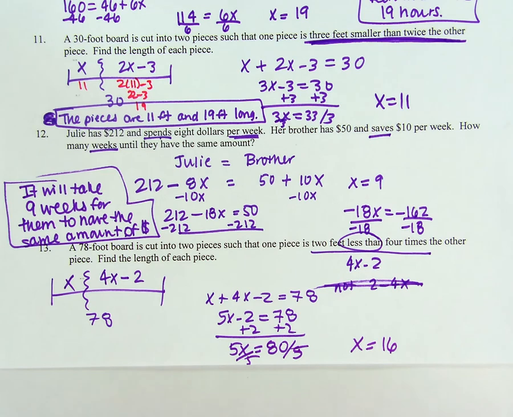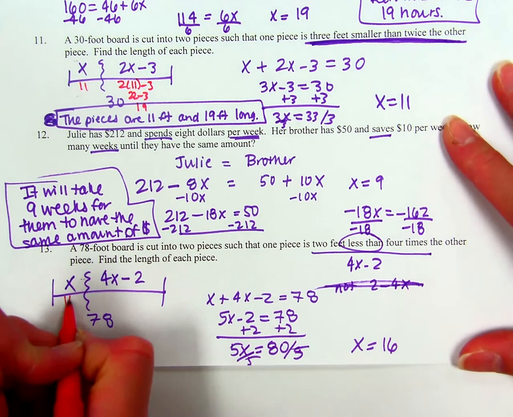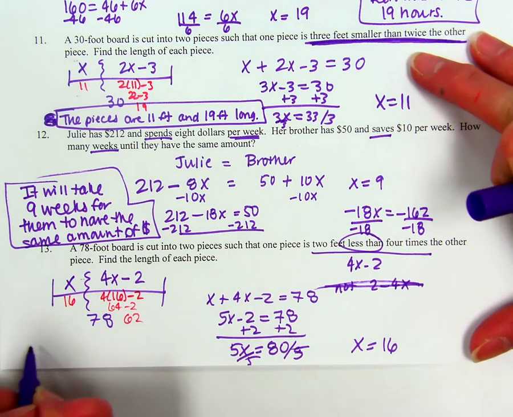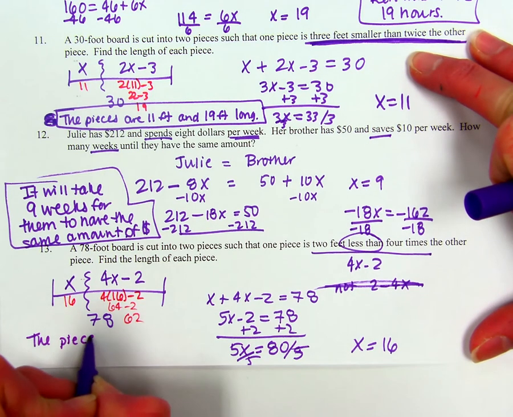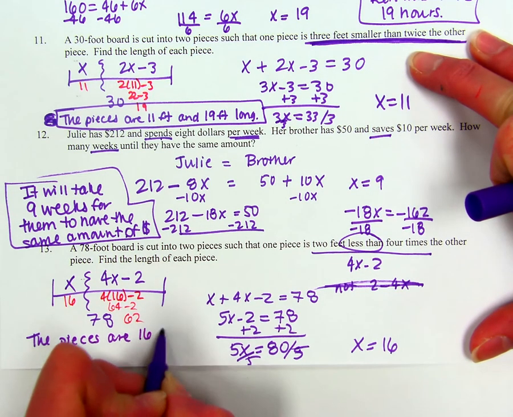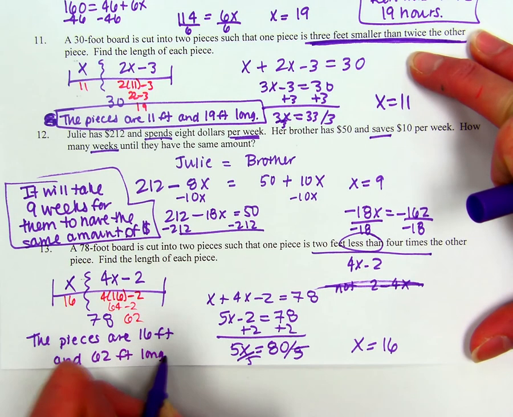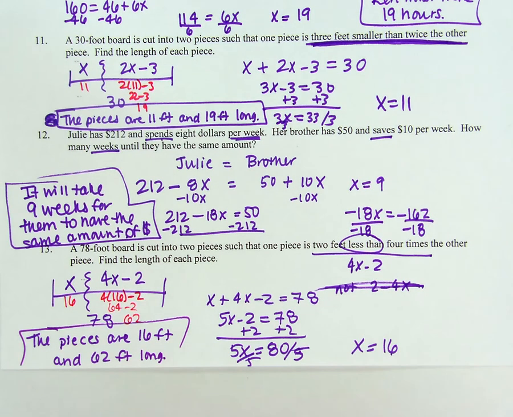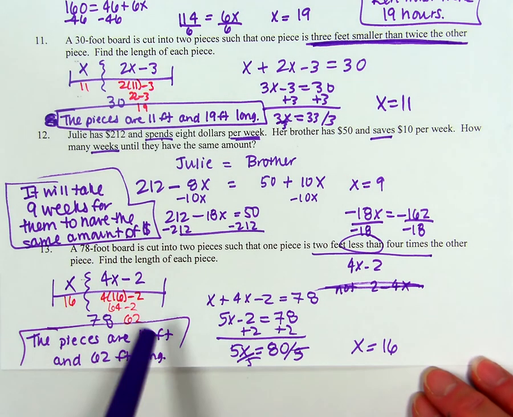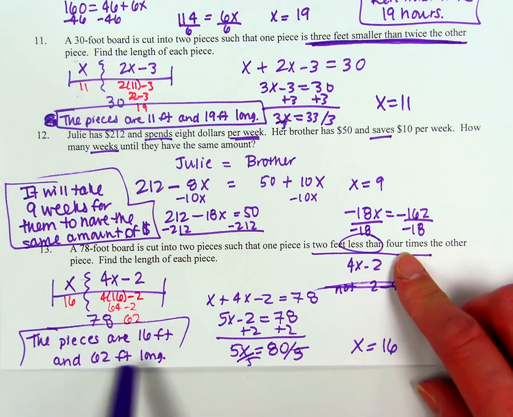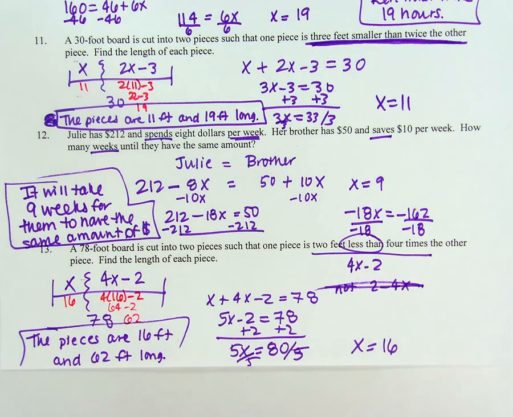And then don't forget to go back and actually answer the question. So 16 is one piece. 4 times 16 minus 2 is 64 minus 2, or 62. So the pieces are 16 feet and 62 feet long. All right, double check, do those numbers add up to 78? Yes, they do. If I do 4 times 16 minus 2, so 2 feet less than 4 times the other, so 4 times that one is 64 minus 2, it really does give me 62. Okay?